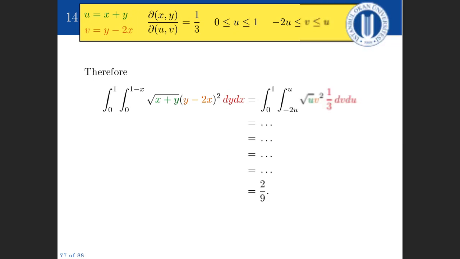And again, because I'm lazy or because I don't want to use time doing this, I leave this for you to calculate. You can check that this is 2 over 9.